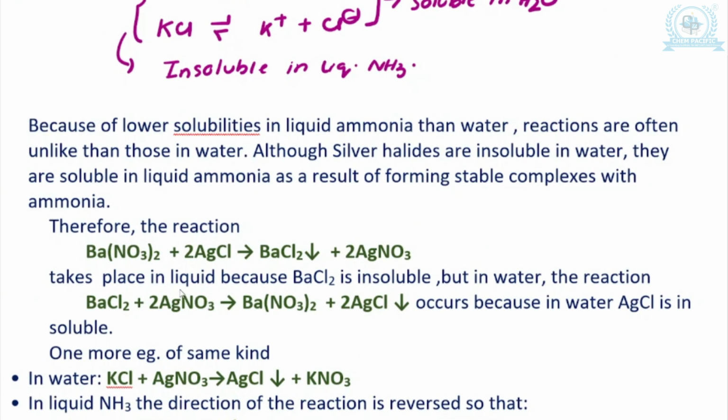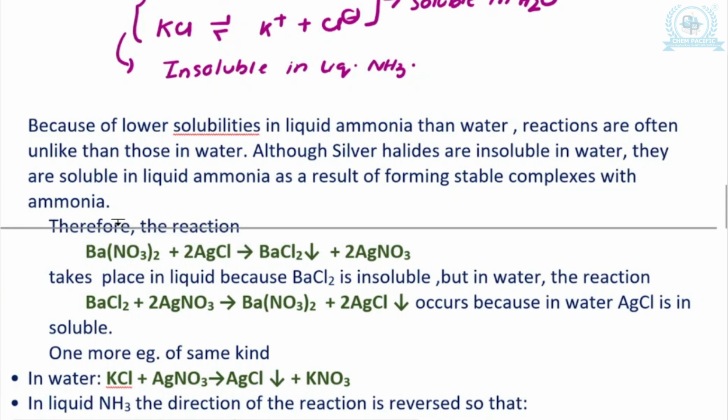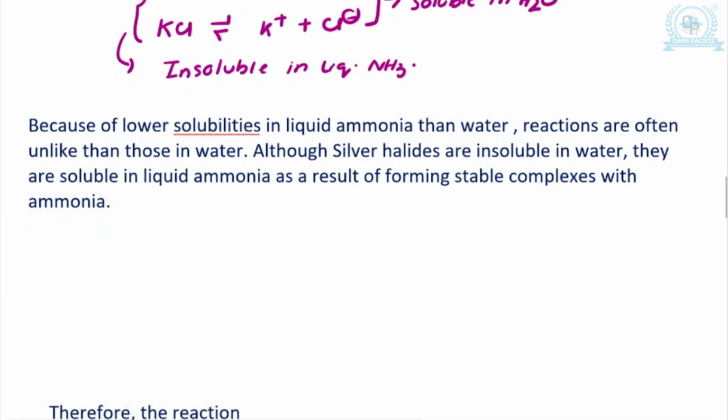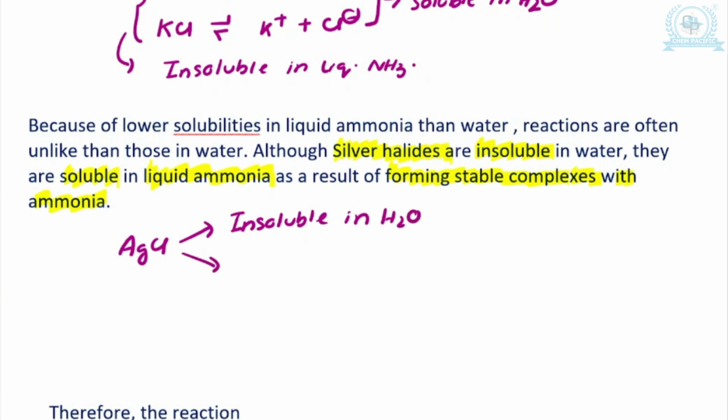Before I proceed, I have to give one important piece of information. AgCl actually forms a soluble and stable complex with liquid ammonia. It is the same for silver halides. They are insoluble in water, but they are soluble in liquid ammonia because it results in the formation of a stable complex with ammonia. So we have got one piece of information: AgCl is insoluble in water but it is soluble in liquid ammonia because it results in the formation of a stable complex with ammonia.